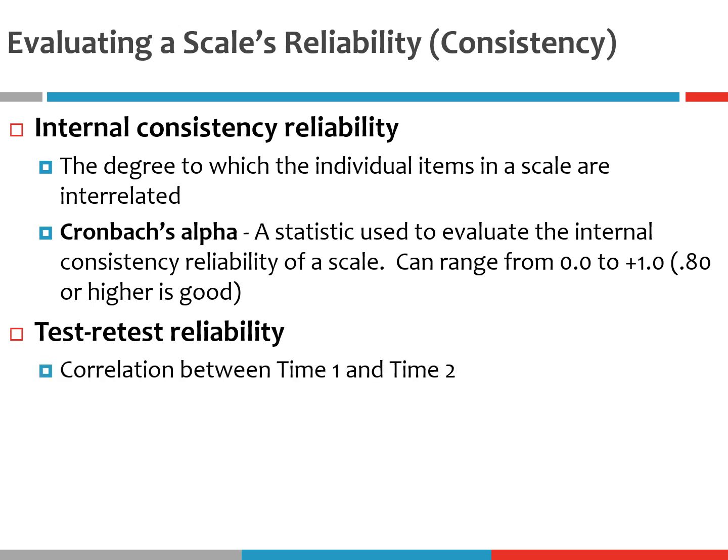So test-retest is simply a correlation between time 1 and time 2, and then you see, are they related? And you hope that this is 0.80 again. That's the magic number, 0.80.